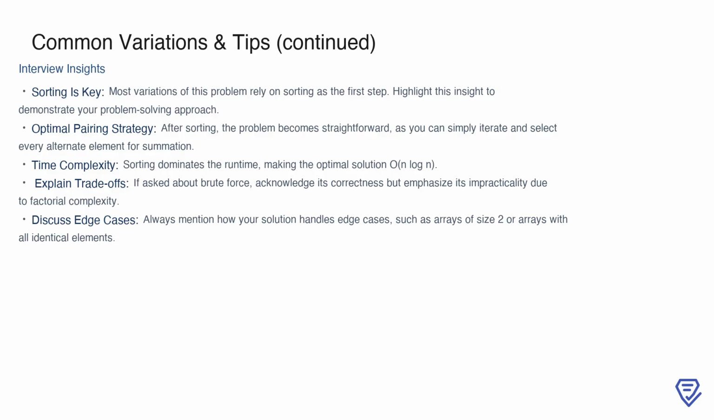due to factorial complexity. Additionally, mentioning edge cases is crucial. For example, describe how your solution handles small arrays, arrays with all identical elements, or extreme values, as this demonstrates thoroughness and attention to detail.